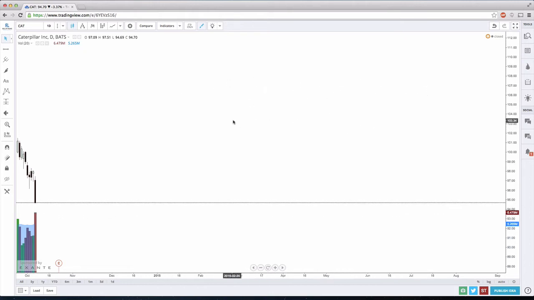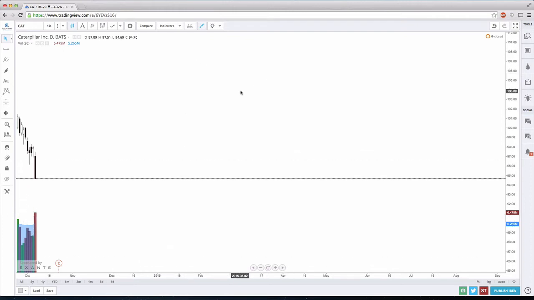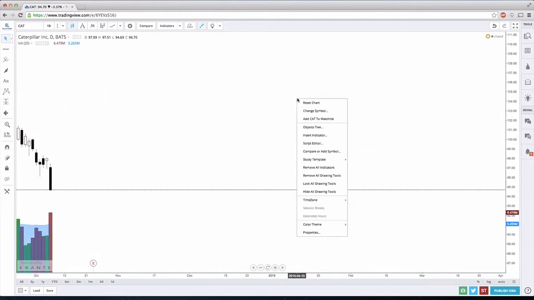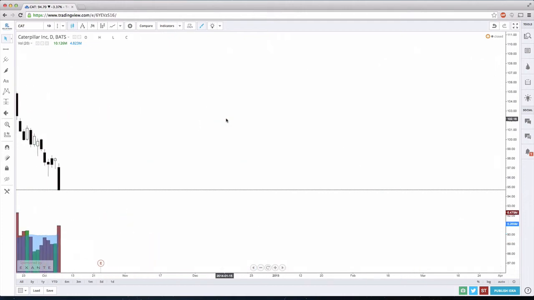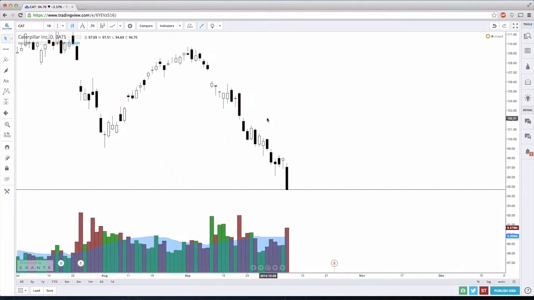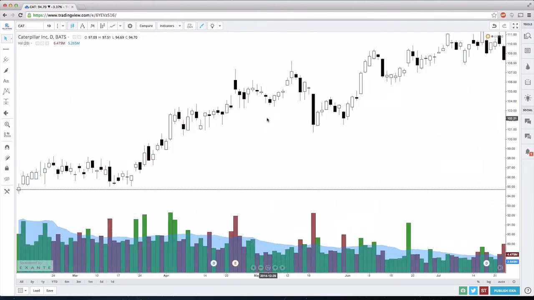Oops, I have no idea what just happened to my chart. Give me 1 second. Let's see if I can get it back. All right. Sorry, I really don't know what I did. I pressed a button. I'm still pressing it.